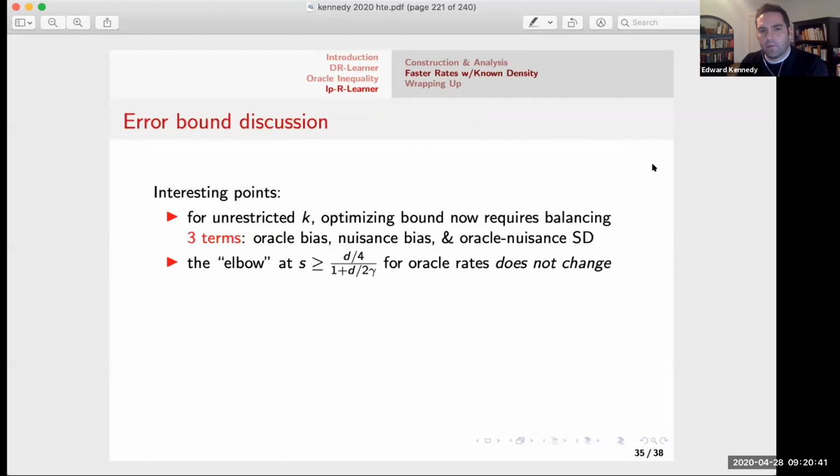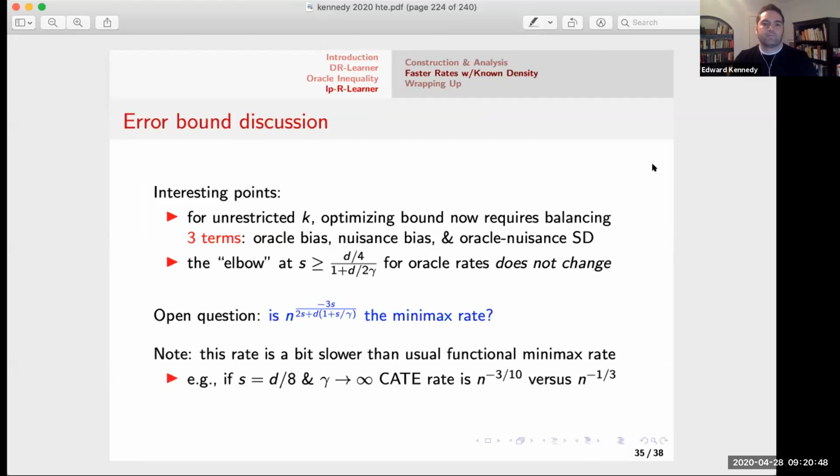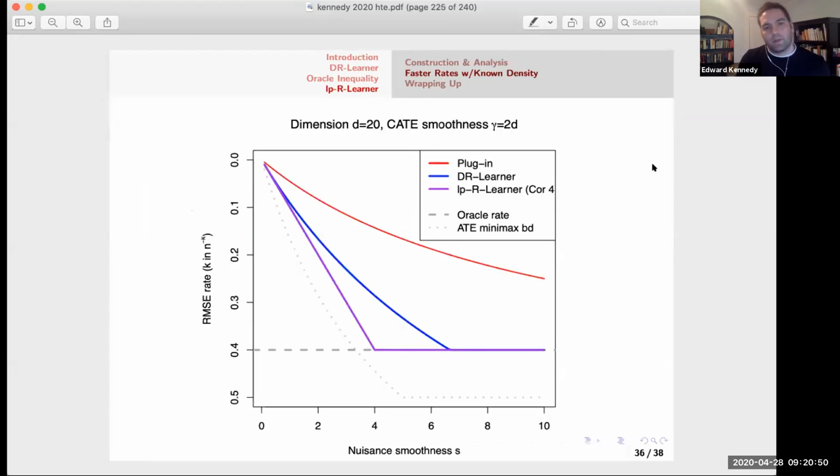This gives you the same elbow at the oracle rate, so it's not improving the place at which you hit the oracle rate. But here's a picture of that rate that I think is probably minimax.